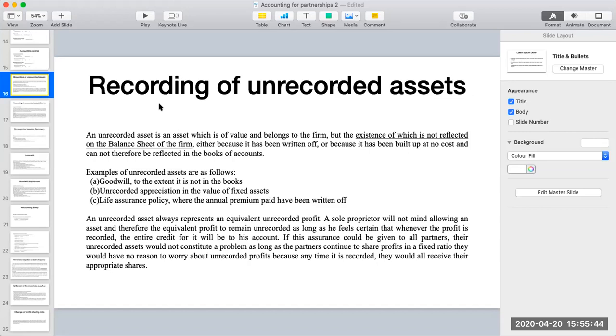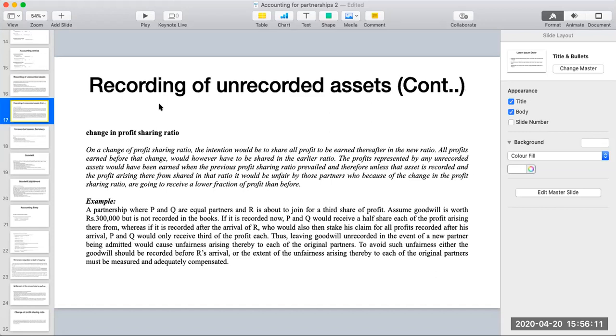If these unrecorded assets exist, that will create issues between the partners. Therefore, the partners need to get the assurance that they will receive this benefit in the profit sharing ratio.